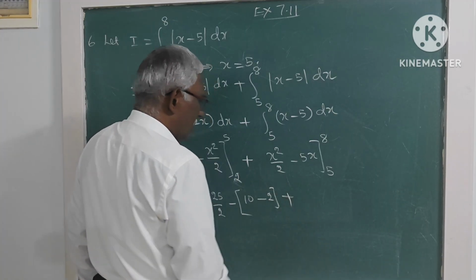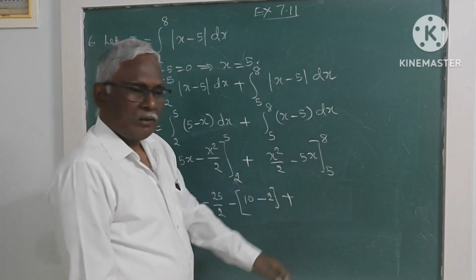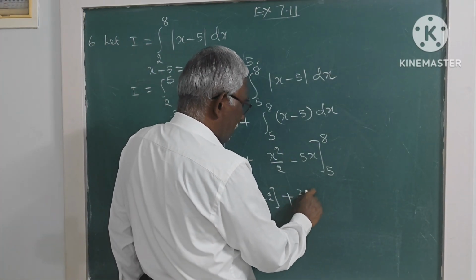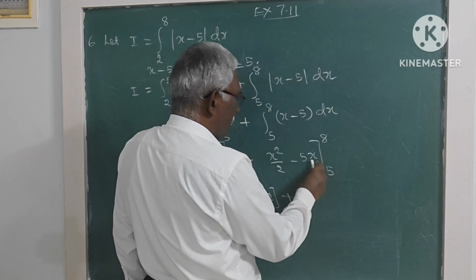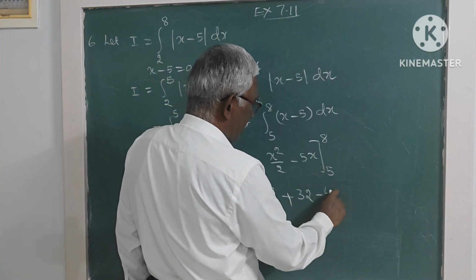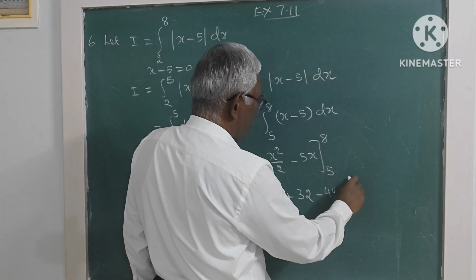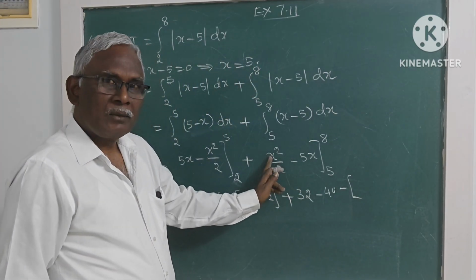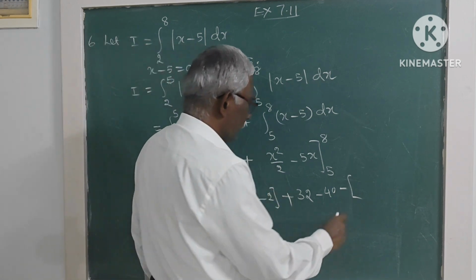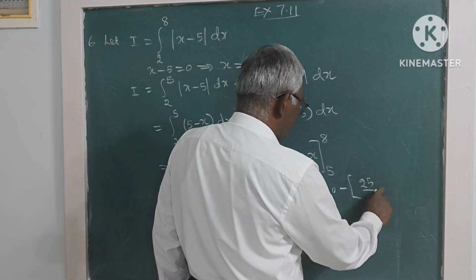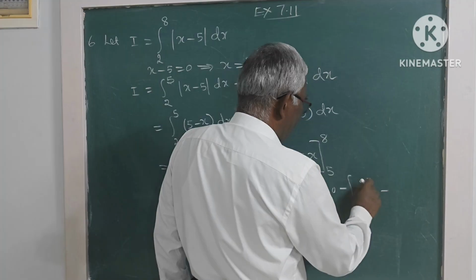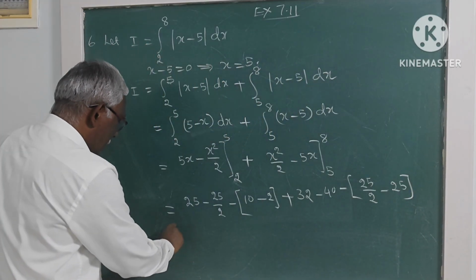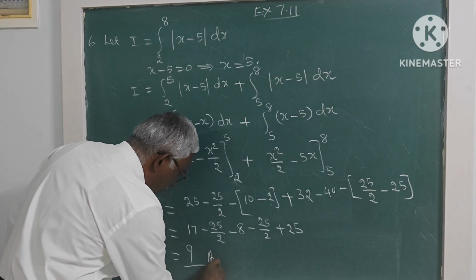This plus, again for x substitute 8, 8 square by 2, 64 by 2 is 32, minus 5 into 8, 40, minus, now you put x is 5, 25 by 2 minus 5 into 5, 25. So 9 is the answer.